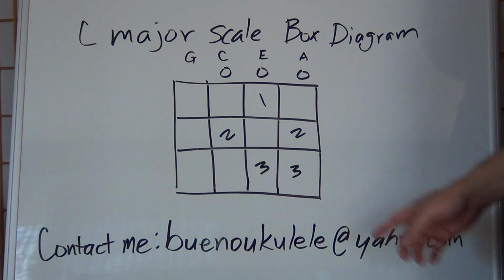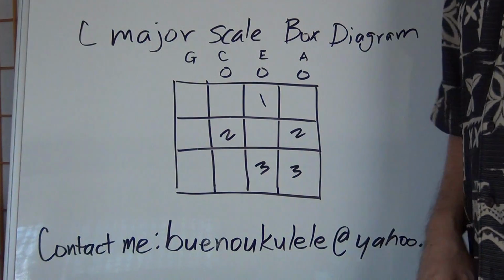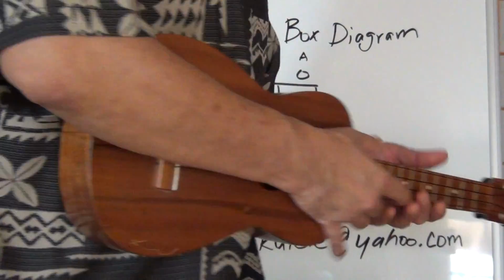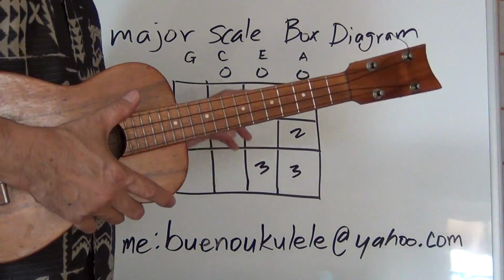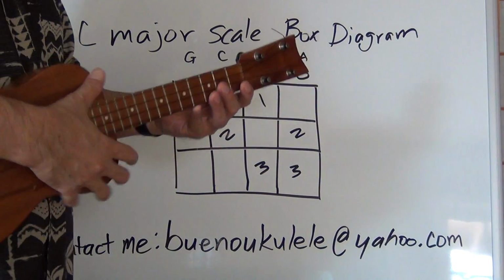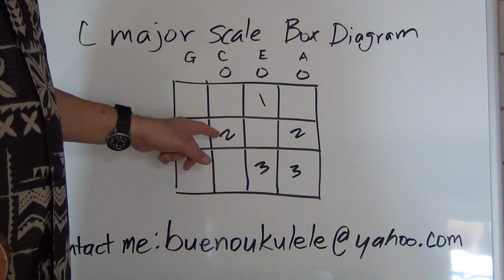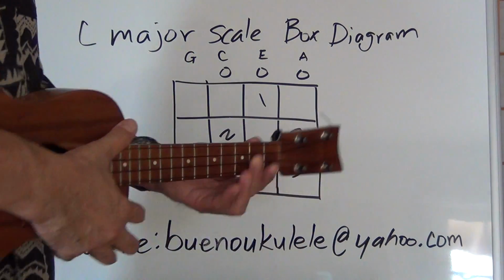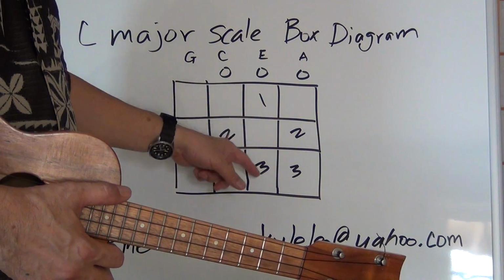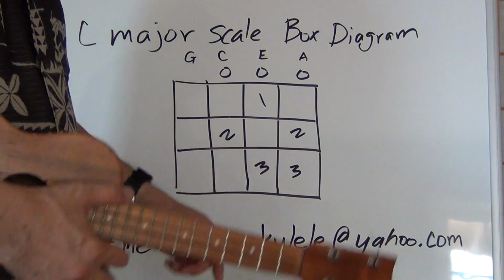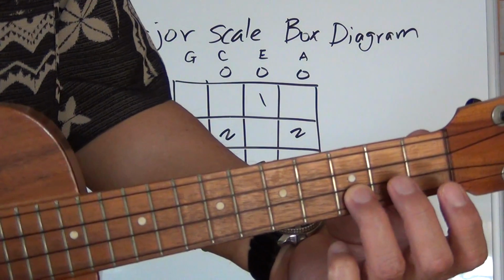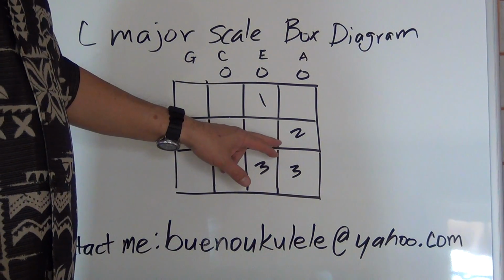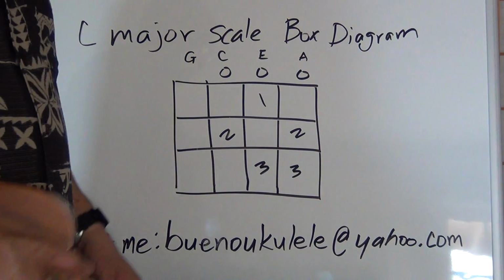Okay, next, the numbers that you see on the diagram represent the fingering on your left hand, the fingering on your left hand for the ukulele. So this second finger would be located right over here. Next would be the first finger and third finger on the second string. Okay, first finger, third finger on your second string. Next would be your second finger and third finger on the very first string.